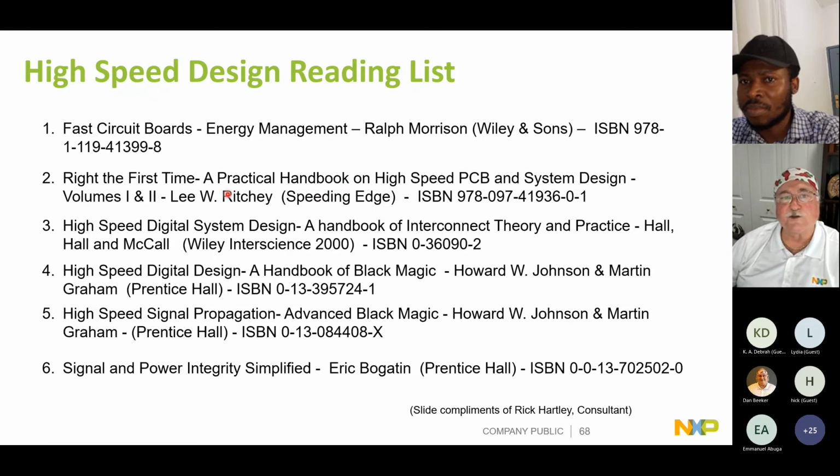I have a list of books that Rick Hartley has determined to be useful. The first one here is Ralph's book, Fast Circuit Boards, and then some of the books by Lee Ritchie, who's a supercomputer designer, and Hall and McCall. And here's one, you always got to have Dr. Johnson on here. He also did high-end computer systems. And then Eric Bogatin, whom hopefully you'll get a chance to take some classes from as well. Eric does a bunch of seminars online as well as I do, and has written a number of books.